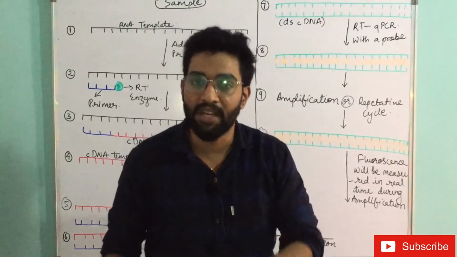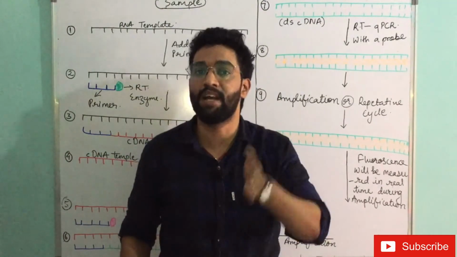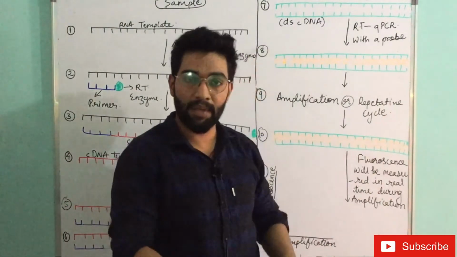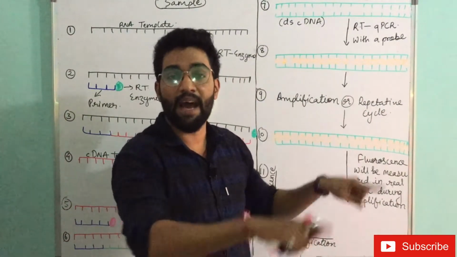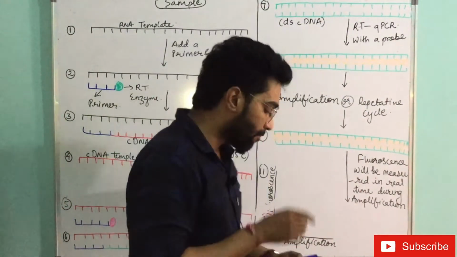This fluorescence is measured with the help of a computerized graph which is inside that machine. There is a display screen on that RT-qPCR machine. How?